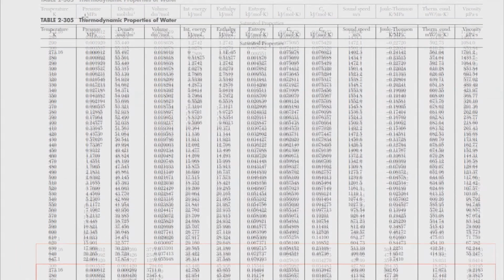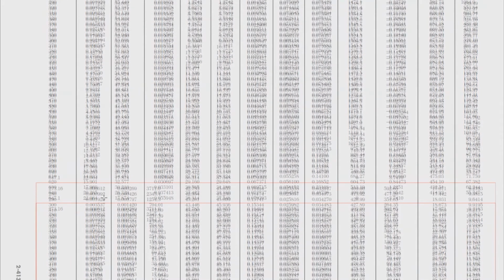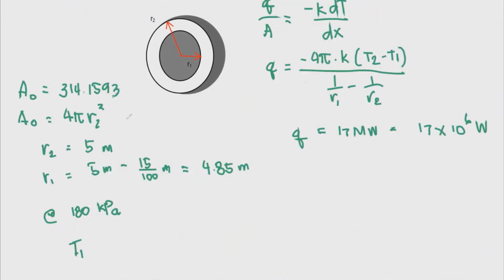Now, in this case, we have a pressure table in megapascal. It says in the problem that the saturated steam is at 180 kilopascal. If you want to convert this 180 kilopascal into megapascal, since that is the unit we need, we just need to divide this by 1000. So our answer for this one would be 0.18 megapascal.